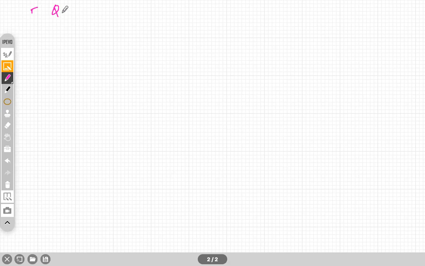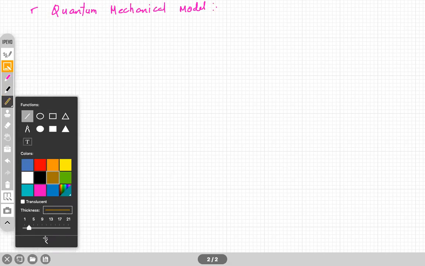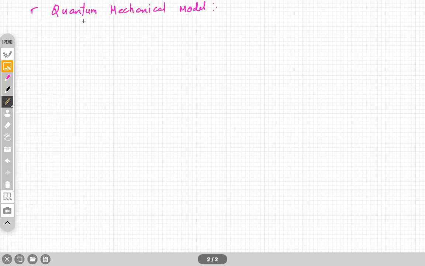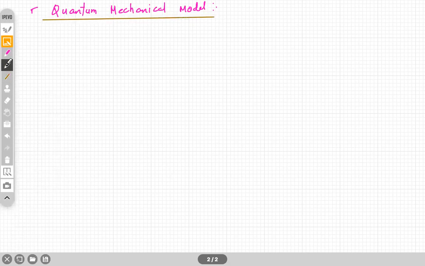Write down: Quantum mechanical model. Okay, so what is quantum mechanical model? Write down. It is based on quantum mechanics.